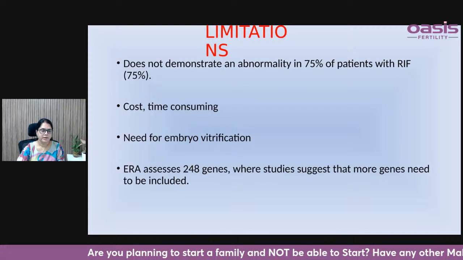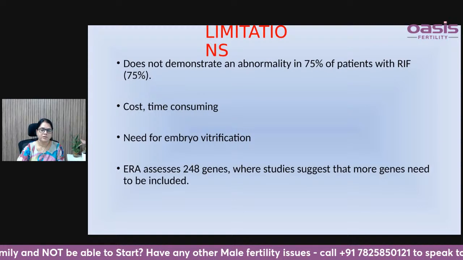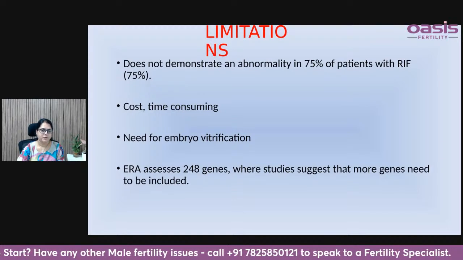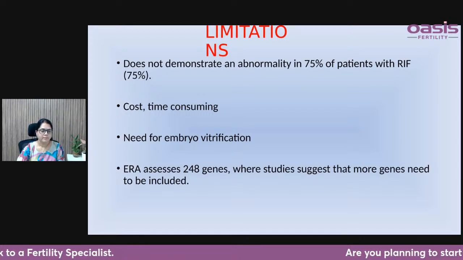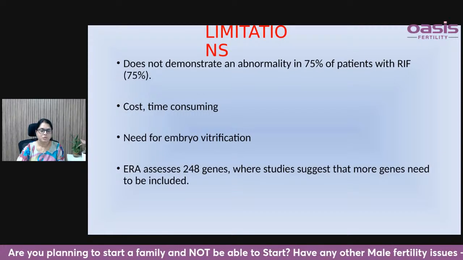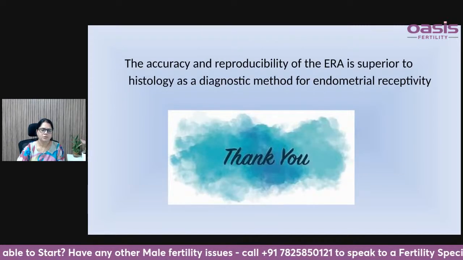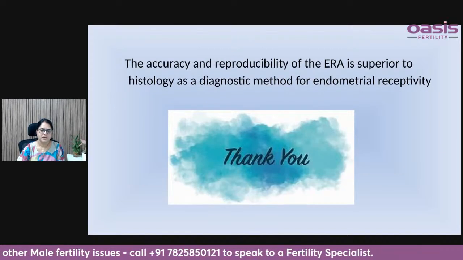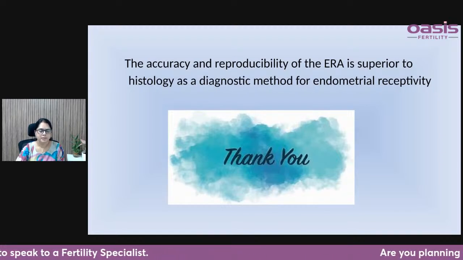Limitations of the ERA test: it does not demonstrate an abnormality in 75% of the patients with recurrent implantation failure. Then there is cost, and it is time consuming. It needs embryos for vitrification. Then ERA assesses 248 genes, where studies suggest that more genes need to be included. Still, the accuracy and reproducibility of the ERA is superior to histology as a diagnostic method for endometrial receptivity.